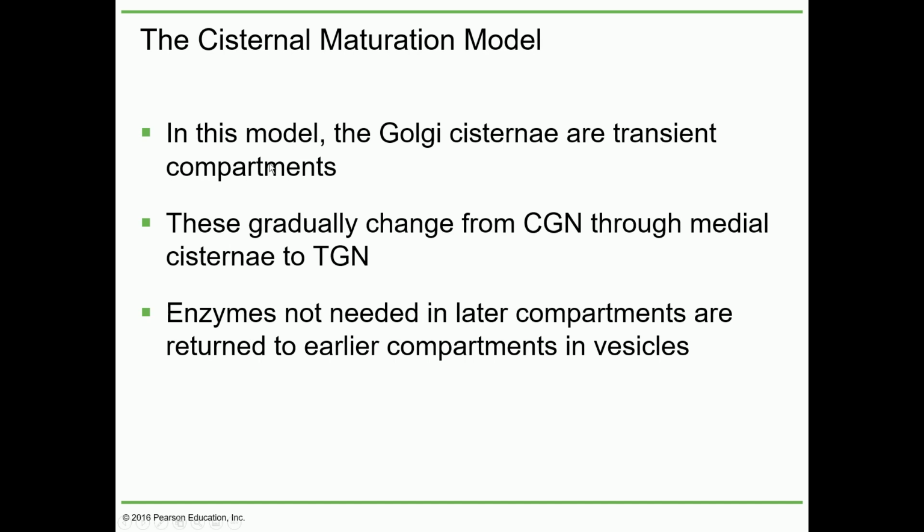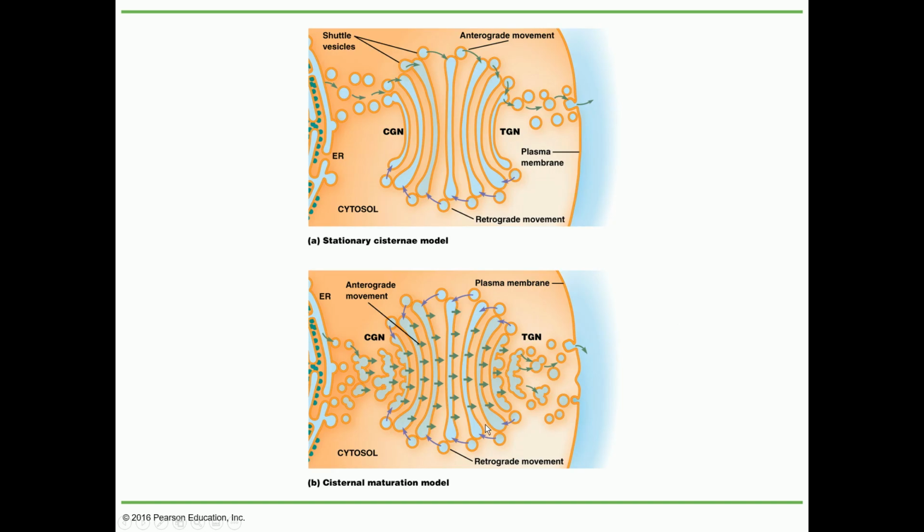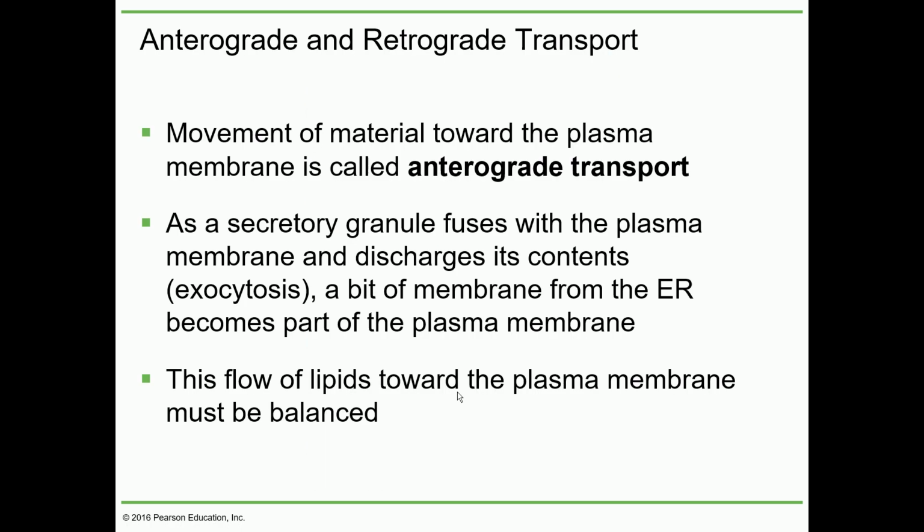According to the cisternal maturation model, the Golgi cisternae are transient compartments. Which means that according to this model, the cisternae are not stable. They actually keep changing on the basis of expression of some enzymes. So these gradually change from CGN through medial cisternae to TGN. You can see here, these are the cisternae, and how the material is getting transported from this side to this side is basically because of the change in the cisternae themselves.